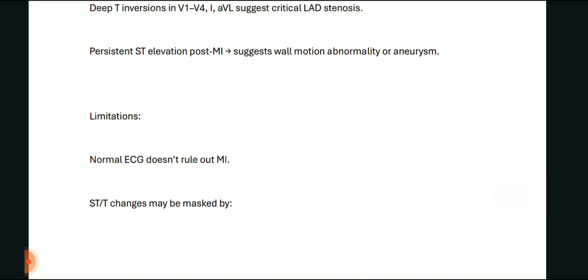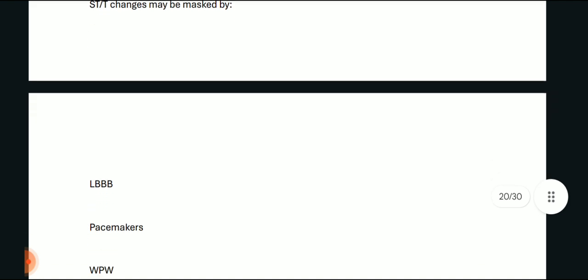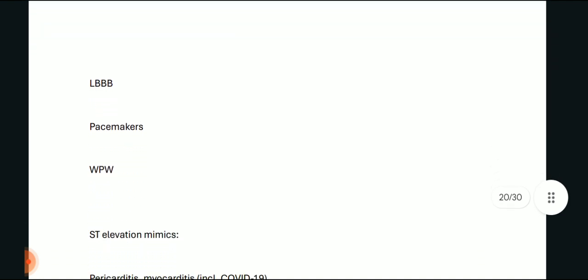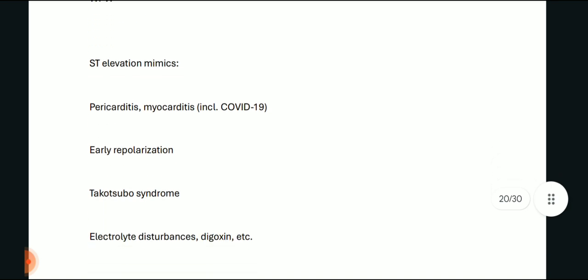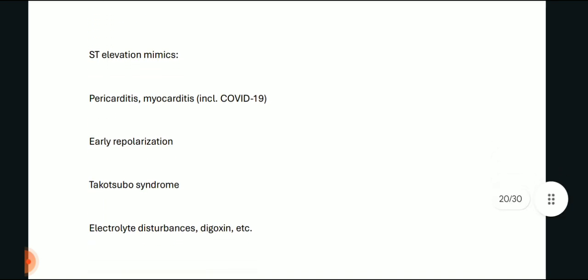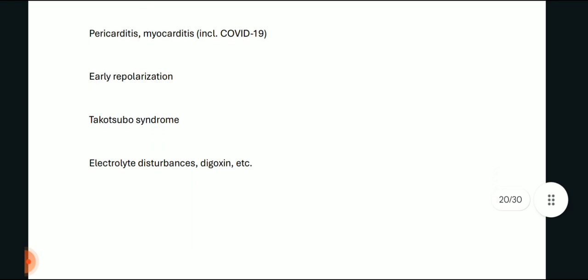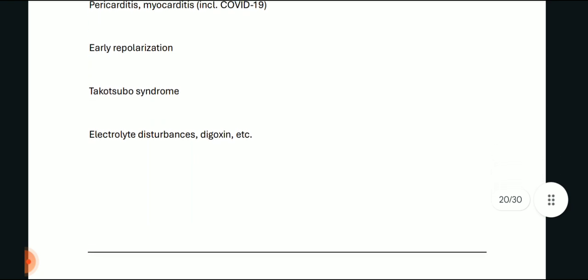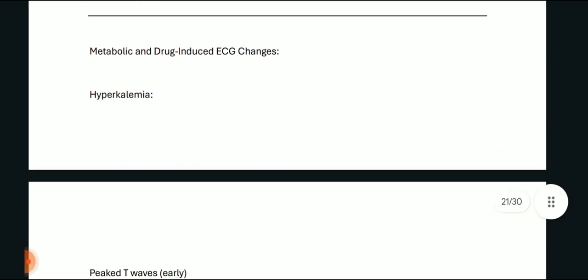What are the limitations of this? A normal ECG does not rule out MI, and ST or T changes can also be masked by left bundle branch block, pacemaker, WPW syndrome. And this ST elevation does not only point towards MI, it also points towards pericarditis, myocarditis including COVID-19 infection, early repolarization, Takotsubo syndrome, and electrolyte disturbances, or drugs like digoxin, etc.